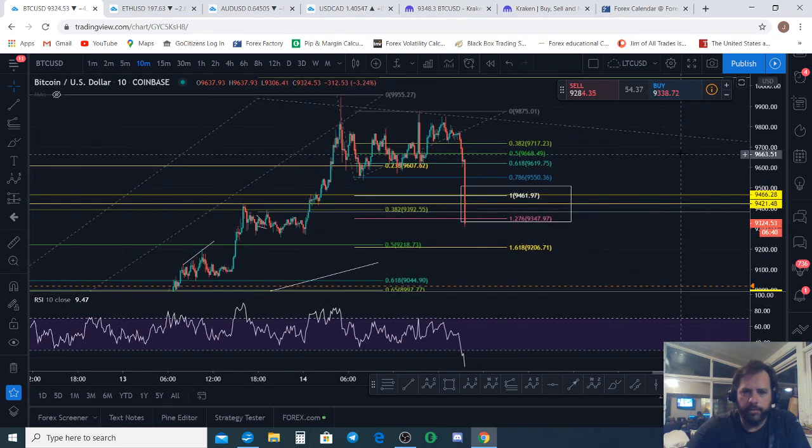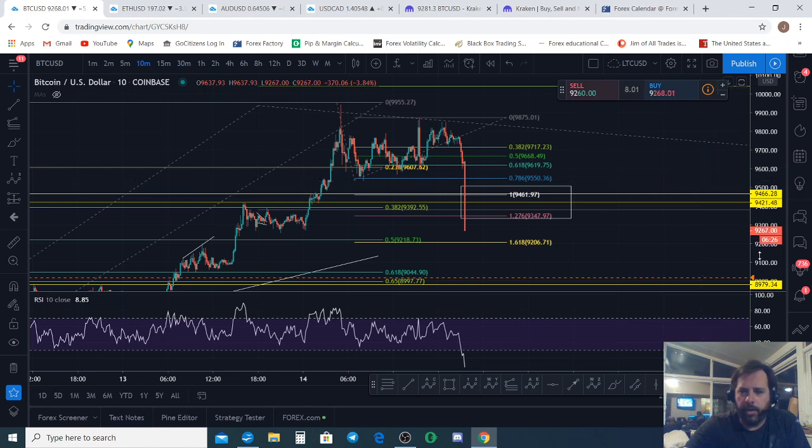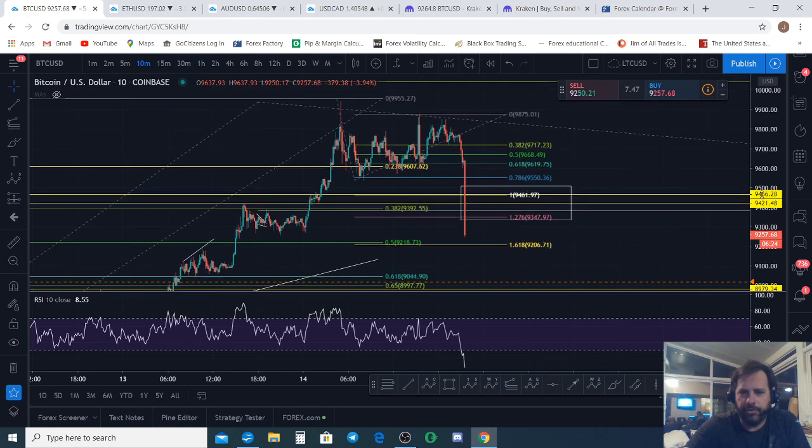There she goes. Okay, we're right between the 382 and the 50, which is where fourth waves come a lot of times. So this is what I do, guys. This is part of price action trading as well.